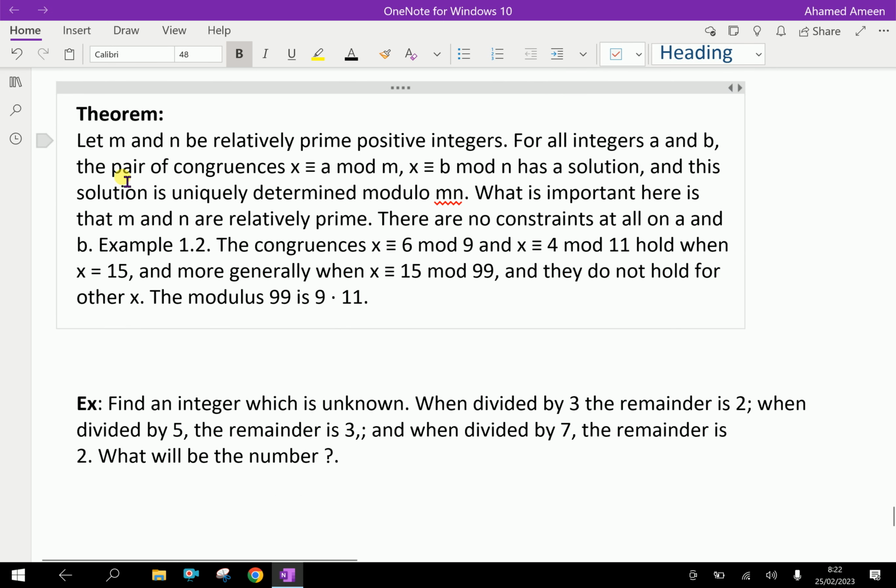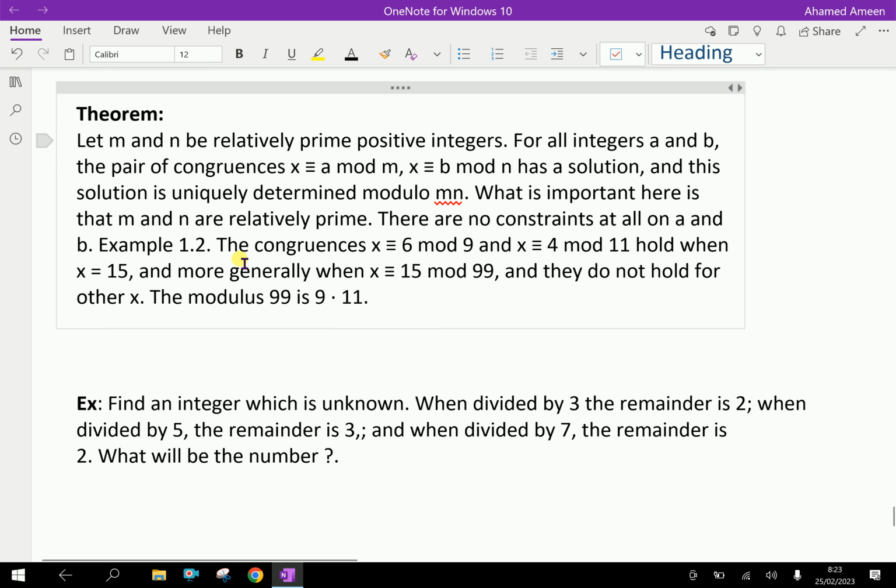Further explanation of the theorem. Let m and n be relatively prime positive integers. For all integers a and b, the pair of congruence equations x is congruent to a mod m, x is congruent to b mod n, has a solution, and this solution is uniquely determined modulo mn. What is important here is that m and n are relatively prime. There are no constraints at all on a and b.